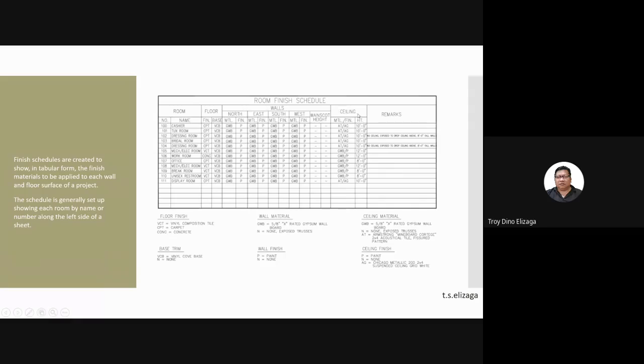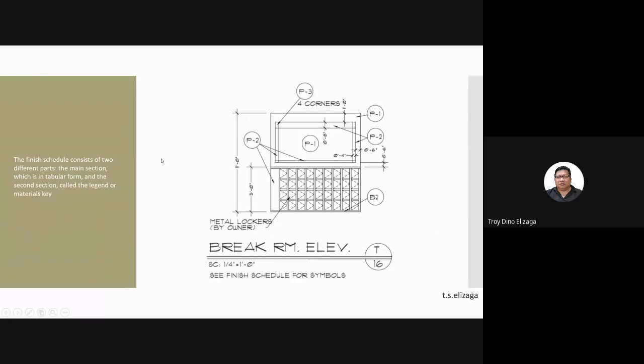And then also the ceiling. You also need to put the finishing for the ceiling. Now, the finish schedule consists of two different parts. The main section, which is the tabular form, which we showed earlier. The second section is called the legend or material key. Now, the legend or material key is simply the room elevation, the wall elevation. We see these notations, say P1, P2, P3, and in principle that will show in the schedule.